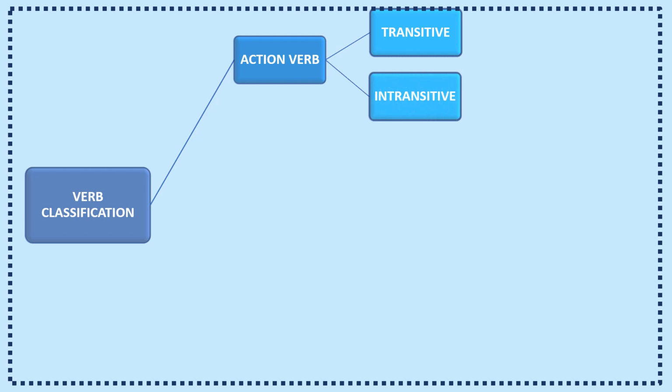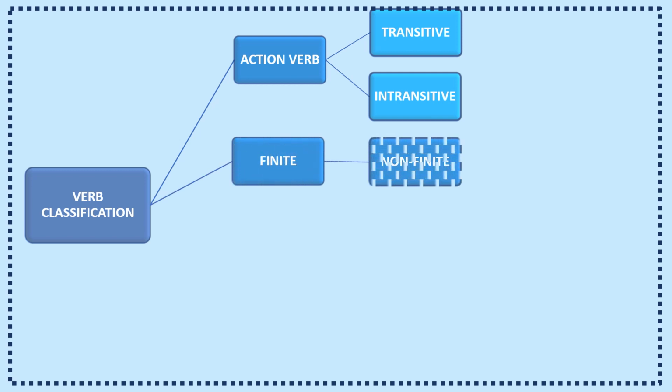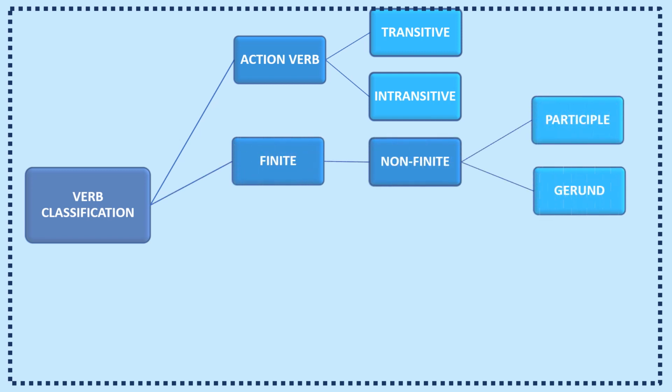The different types of verbs or verb classification. We first have action verbs. They can be classified as transitive or intransitive. Then we have the finite and the non-finite verbs. And non-finite verbs are participle, gerund, and infinitive.